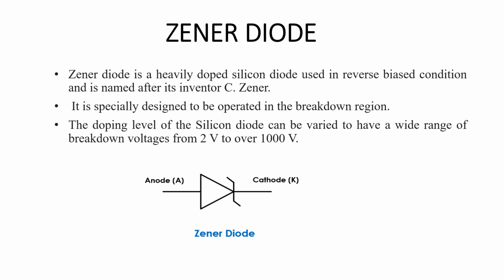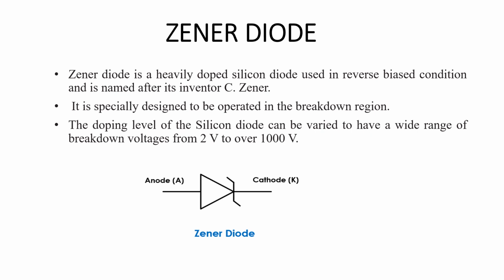Forward biasing of Zener diode. When the anode of the Zener diode is connected to the positive terminal of the DC source and cathode is connected to the negative terminal, the Zener diode is said to be forward biased. The forward biased Zener diode behaves identical to a forward biased diode.